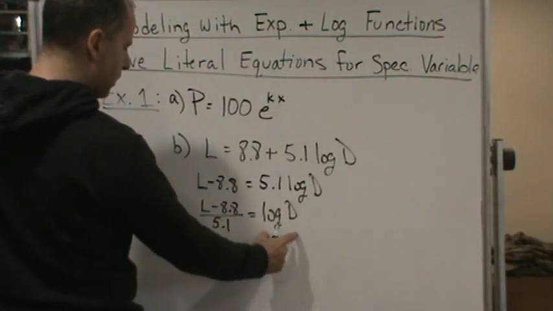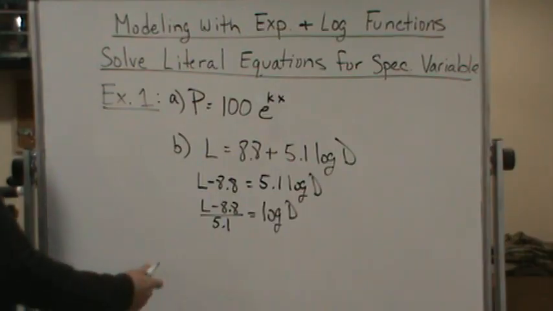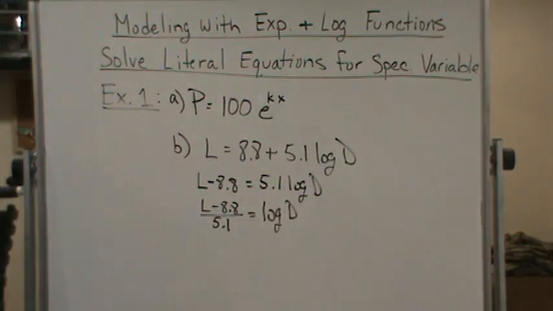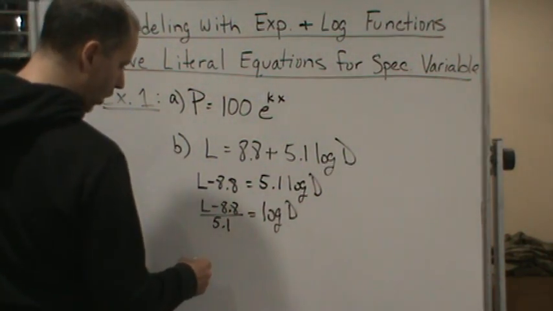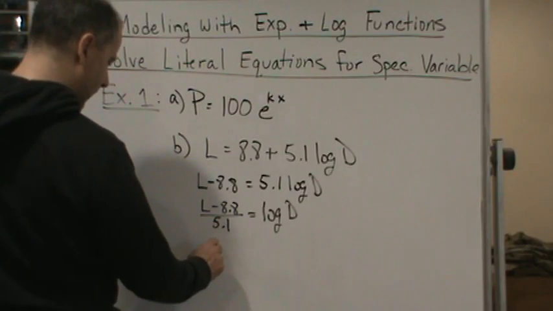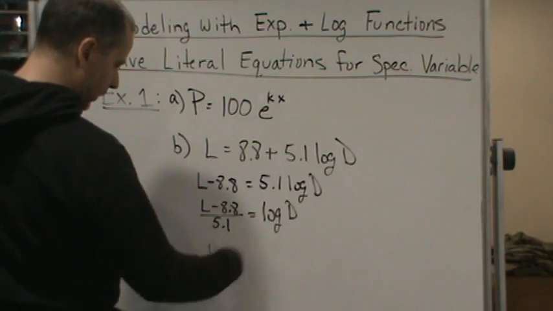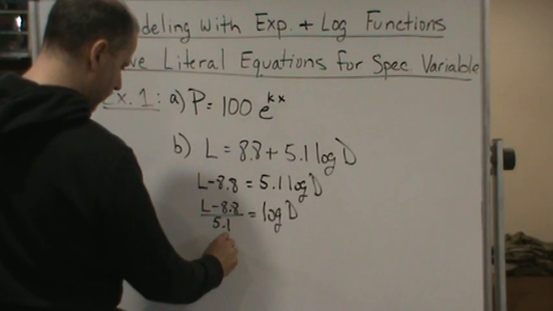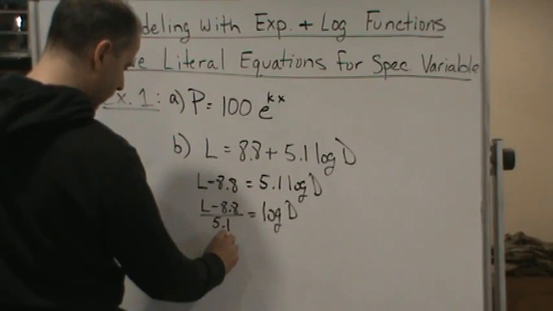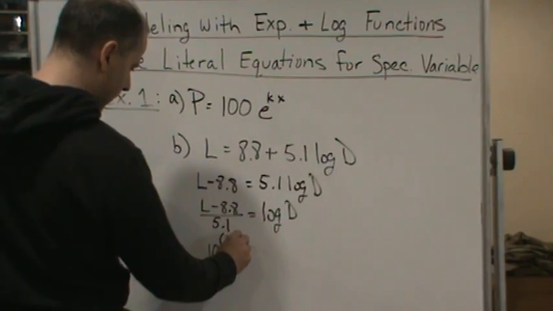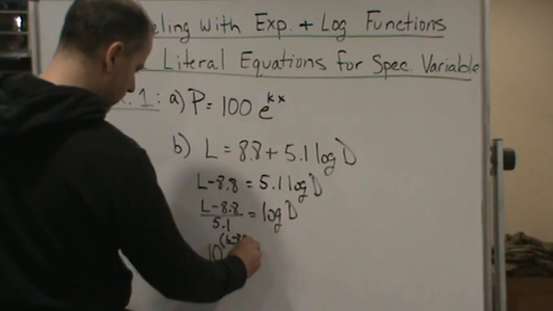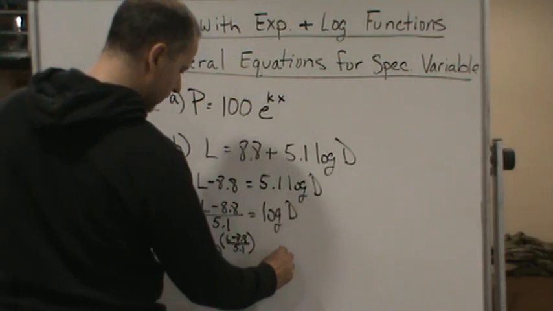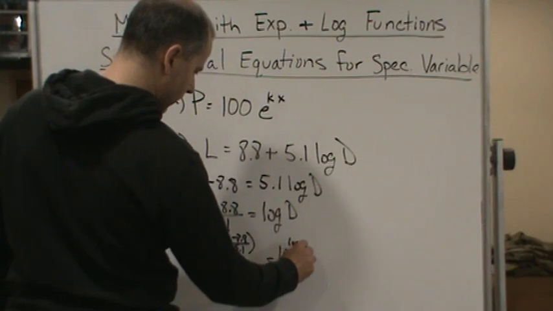Now we're going to go ahead and exponentiate both sides. And so the way we do that is just like this. Now, since we're using common logs here, let's just use 10. Okay, so if we do that, then we get this. We get 10, or we could use e, it doesn't matter, but we want to get rid of the log here. So we're going to use 10 to the exponent of L minus 8.8 divided by 5.1. And then we're going to do the same thing on the other side. 10 raised to the log of d.